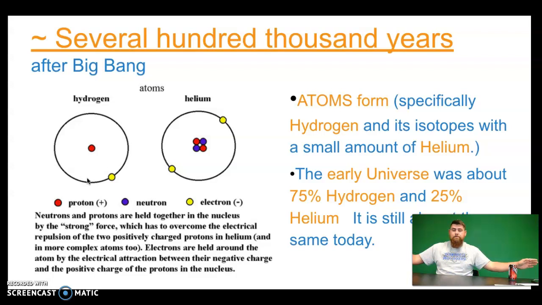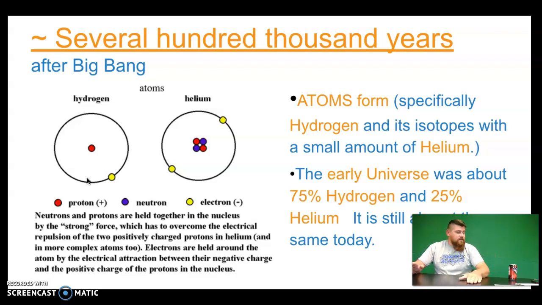The early universe had a composition of roughly 75% hydrogen, 25% helium. That's roughly what it was. Which is interesting, because today our universe is roughly 75% hydrogen and 25% helium. It really hasn't changed much.